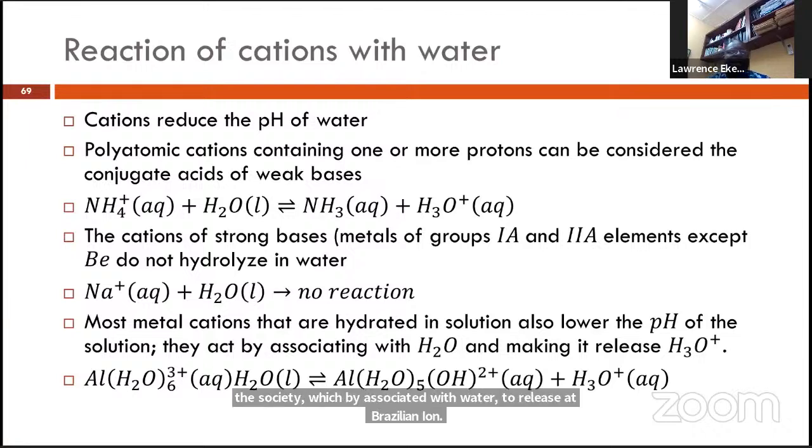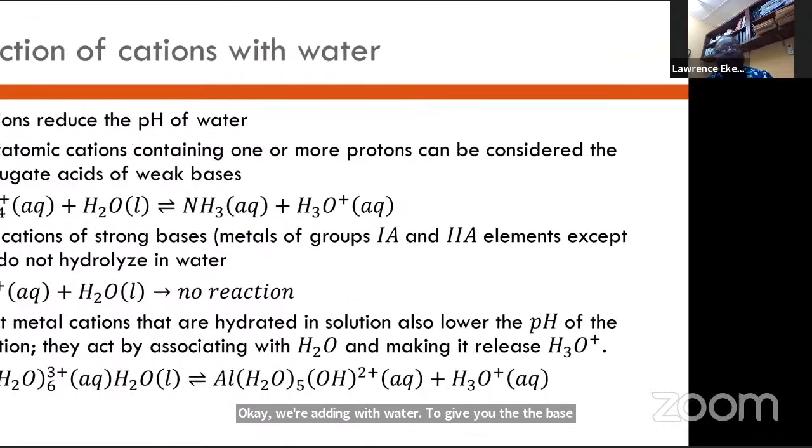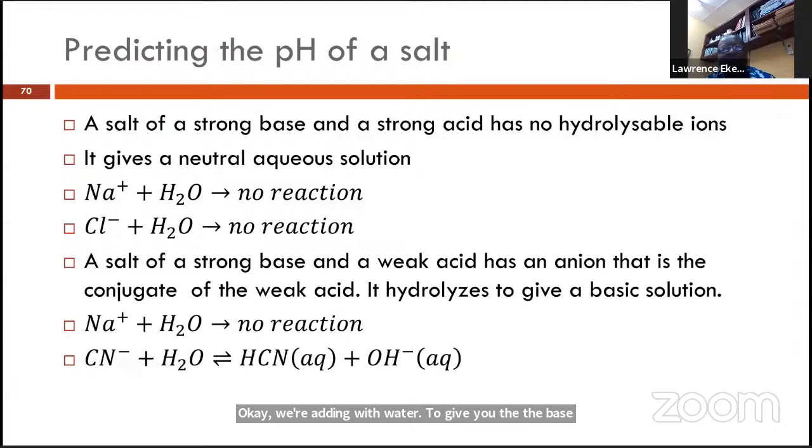Okay, so you can see a metal that is hydrated. Here, aluminium hexahydrate 3+, hydrated with water, reacts with water to give you the base and the hydronium ion. It produces the base and the hydronium ions. So let's quickly look at how to predict the pH of a salt. How do we predict the pH of a salt?